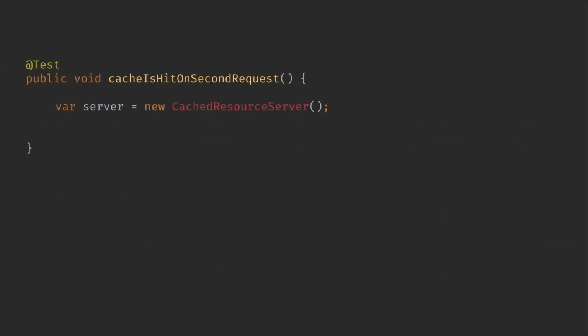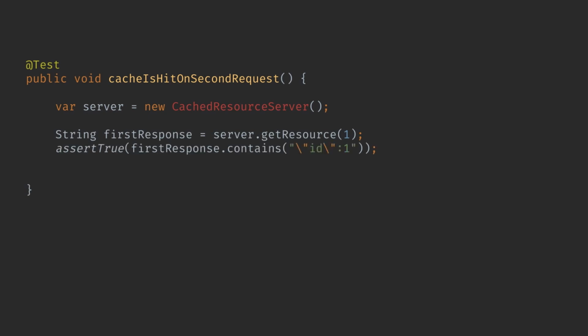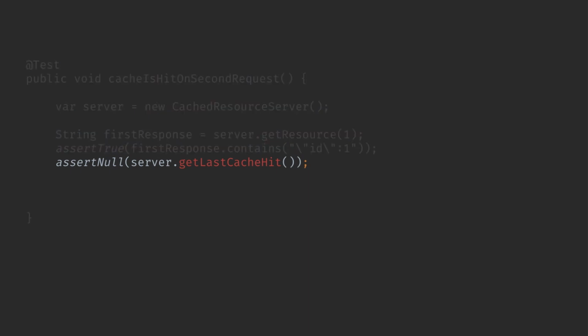We begin by instantiating our cached resource server that we will implement soon, make a call to the getResource method and check that the response has the ID we expect. Also in this case, no cache shall be used. We will create later this getLastCached method that will return the last element queried from the cache. If no cache was used, it returns null.